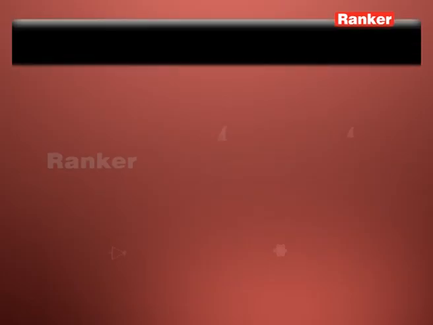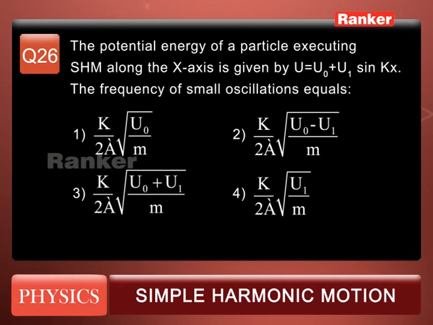Question number 26. The potential energy of a particle executing SHM along the x-axis is given by U is equal to U naught plus U1 sin kx. The frequency of small oscillation is equal to: first option, k by 2 pi root over U naught by m. Second option, k by 2 pi root over U naught minus U1 by m. Third option, k by 2 pi root over U naught plus U1 by m. And the fourth option, k by 2 pi root over U1 by m.